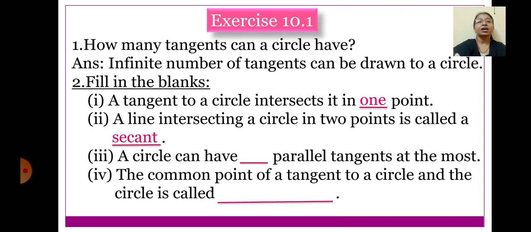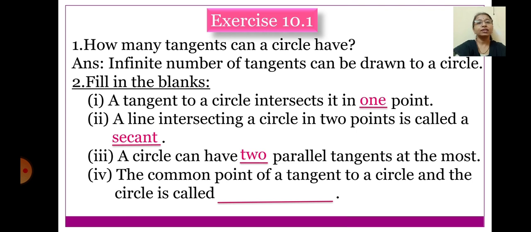Fill in the blanks. Number 3. A circle can have dash parallel tangents at the most. So children, a circle can have at the most 2 parallel tangents, and they can be drawn at the ends of the diameter. So at the most you can draw 2 parallel tangents to the circle which are at the end points of the diameter. Remember this, we are going to prove afterwards.